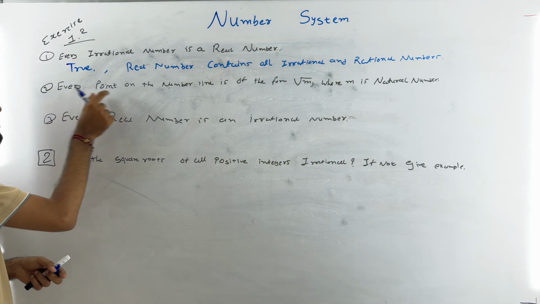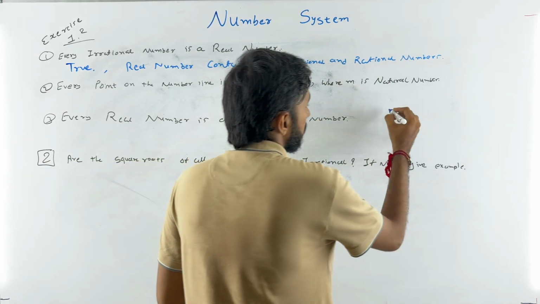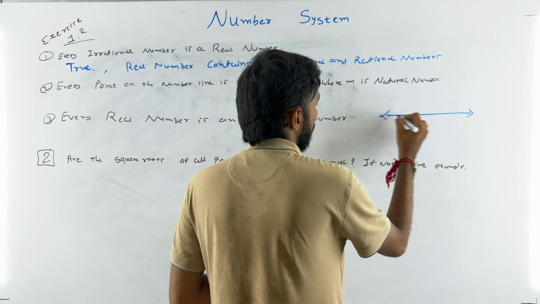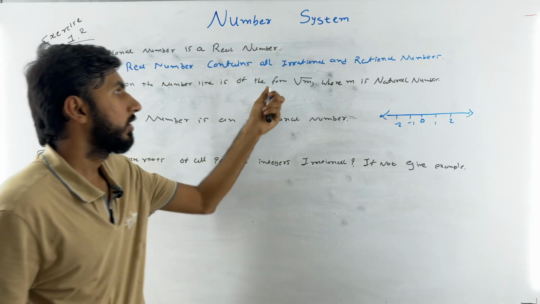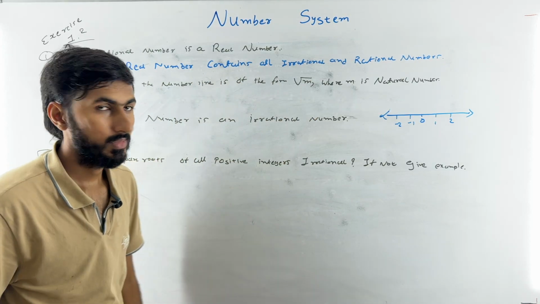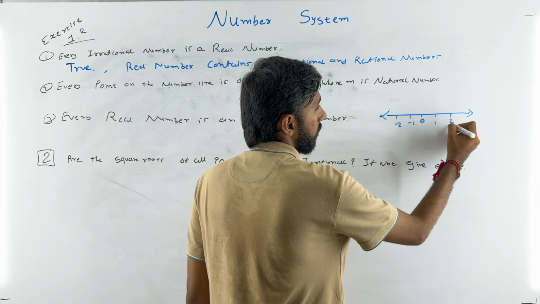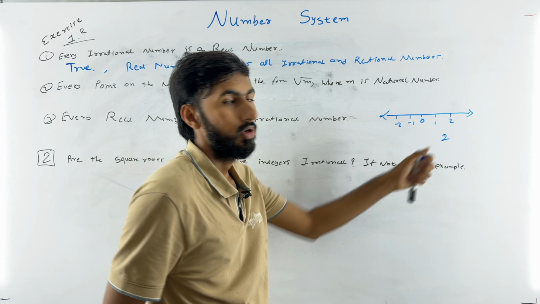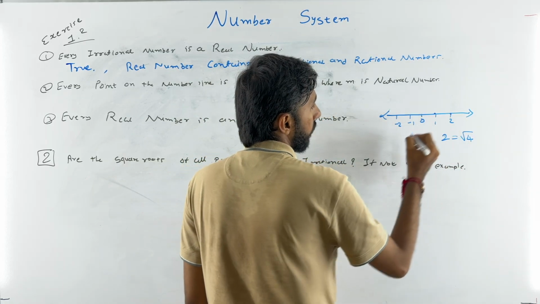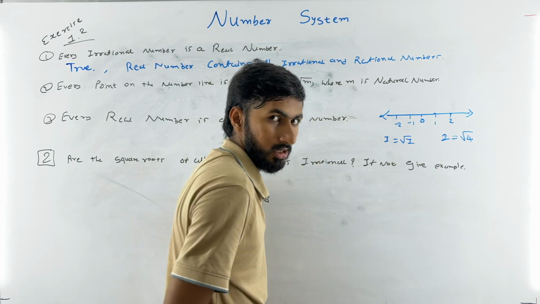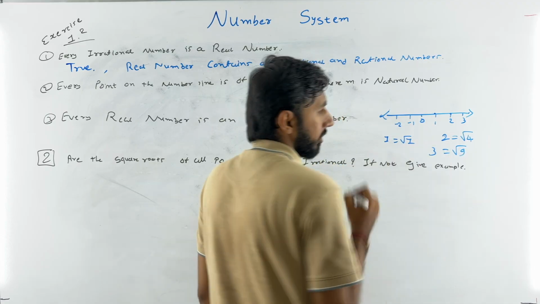Now the second: every point on the number line is of the form root m. The statement says that for this number line, every point is of the form root m. So if I take any point from the number line, like the point 2, to represent 2 I can write root 4, right? To show 1, I can write root 1, right? To show this point 3, I can write root 9.